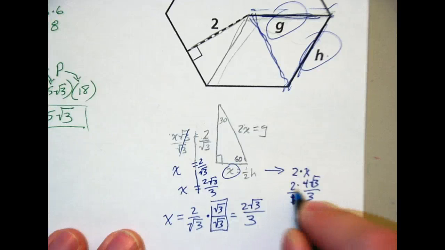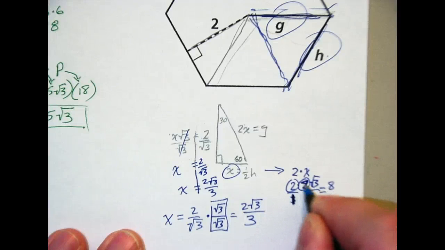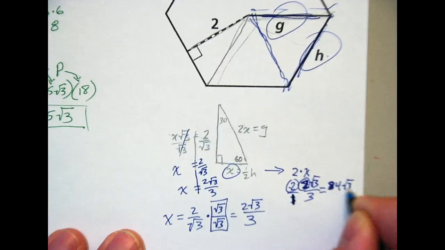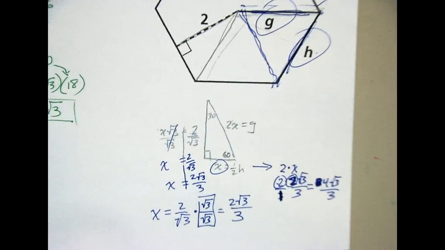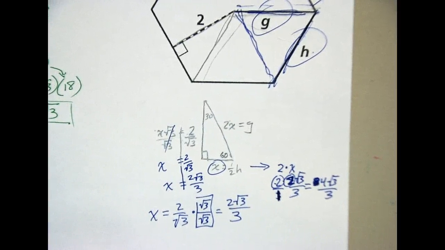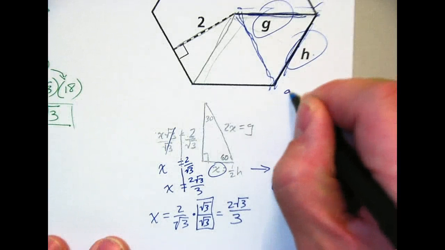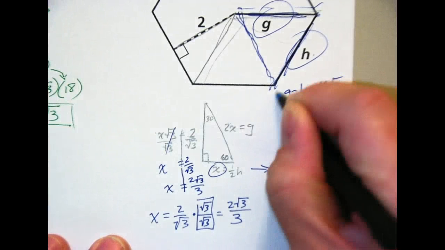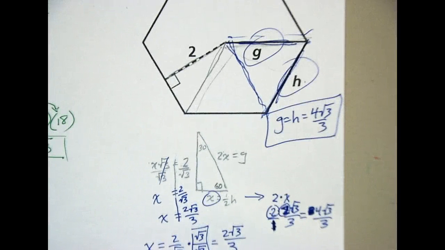2 over 1 there. This times this gives me 8 root 3. I messed that up again, didn't I? There we go. 2 times 2 is 4 root 3 over 3. My goodness, when I muddy the waters there. Okay? You just double the number out in front, yes. Okay, so g and h are the same, so g equals h, which equals 4 root 3 over 3. How many got that? All right. Very good.